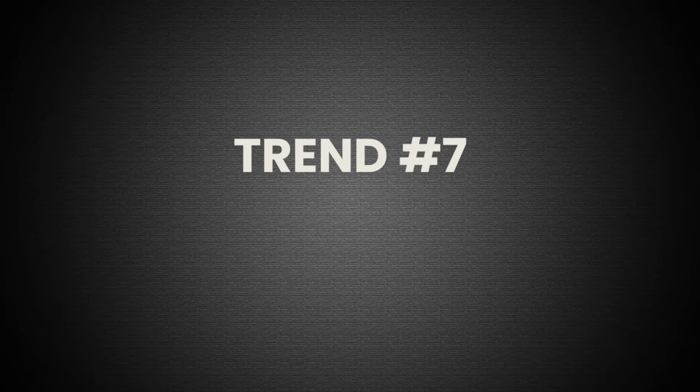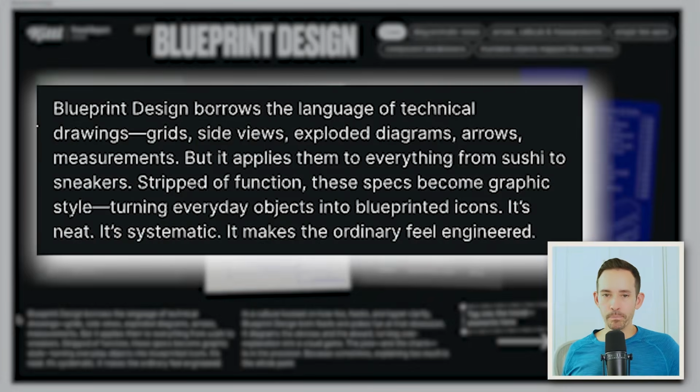Trend number 7 is called blueprint design. Here it states, blueprint design borrows the language of technical drawings, grids, side views, exploded diagrams, arrows, measurements. But it applies them to everything from sushi to sneakers. Stripped of function, these specs become graphic style, turning everyday objects into blueprinted icons. This trend I have not seen much on t-shirts and apparel yet, so it's going to be fun to see if it takes off in 2026.